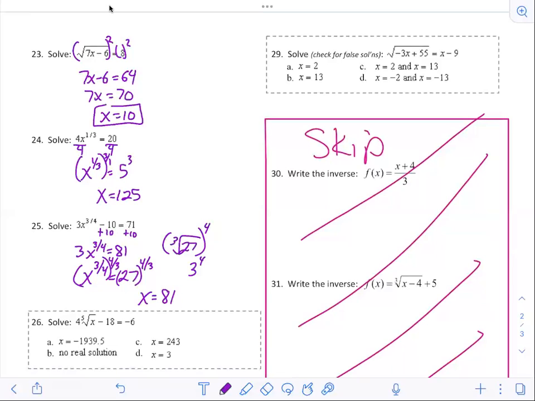Move over to 29 here. Square both sides. So that's going to give us negative 3x plus 55 equals x squared minus 18x plus 81. So we've got to get everything on one side. We're going to have 0 equals x squared minus 15x. And then we've got 81 minus 55.